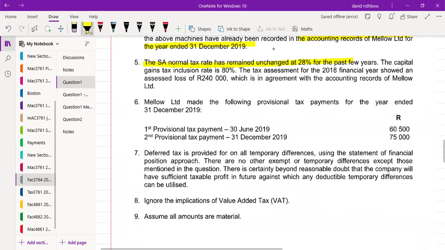Right, we then have Melo Limited made the following provisional payments for the year ended 31 December. Right, what is a provisional tax payment, good people? This is a prepayment of taxation. So remember, a company must pay income tax, and income tax is payable at a particular point in the year. Usually you should be done with your taxes on the last day of your financial year. However, SARS does allow companies who qualify to register on a provisional tax basis, which means they can pay taxes in advance.